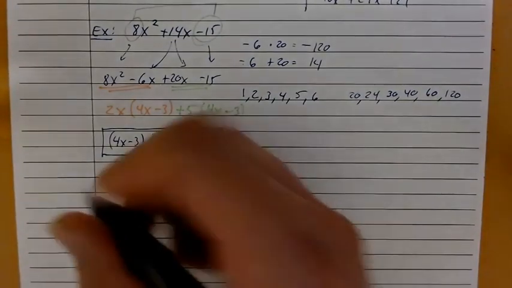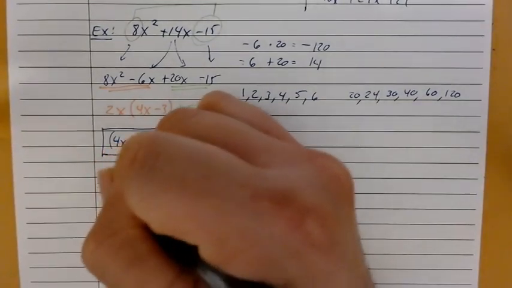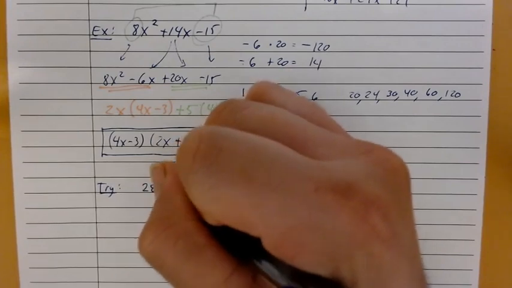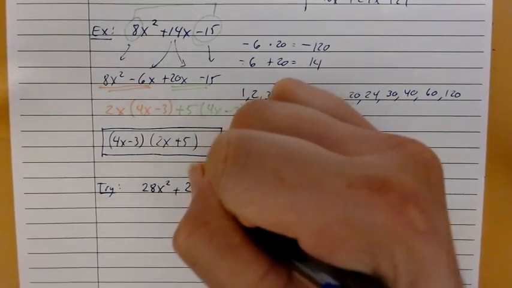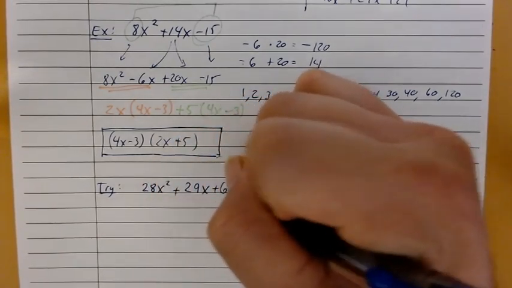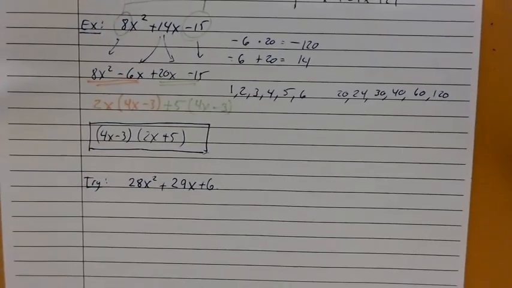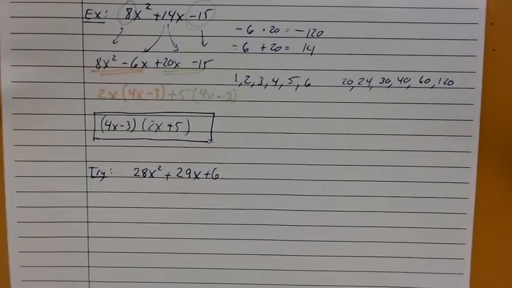So give it a try. Using the AC method, factor out 28x squared plus 29x plus 6. Go ahead and pause the video. This might take a few minutes. And once you're done, go ahead and unpause the video and we can go through it together.